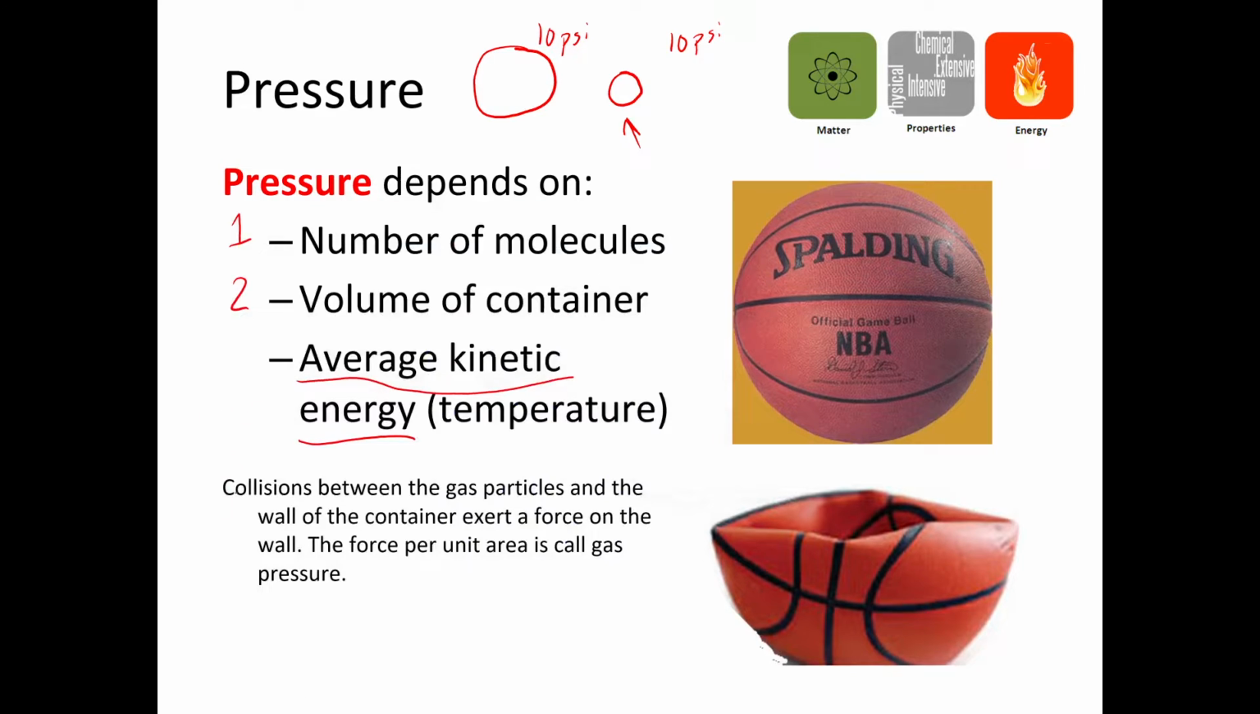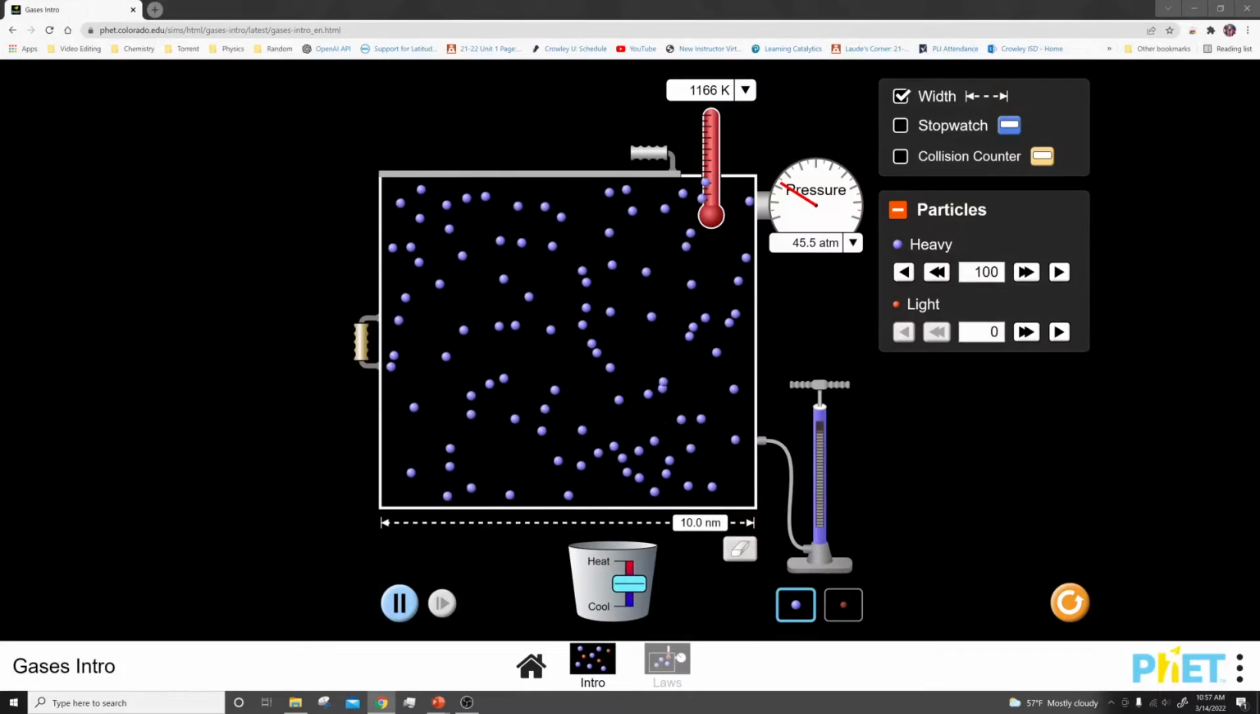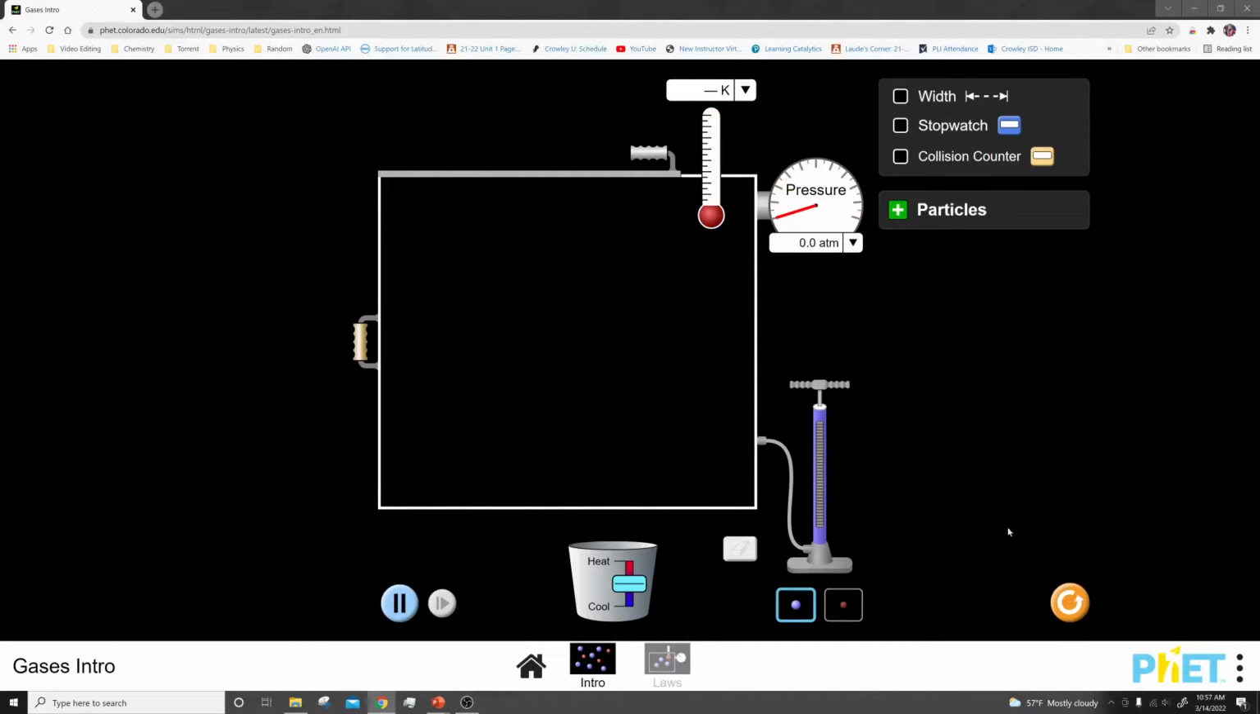Lastly, and this one is very important because you're going to see a couple of questions on this. Collisions between the gas particles and the walls of the container exert a force on the wall. That force per unit area is called gas pressure. Let's go back here, and I'm going to reset this. What I want y'all to see is if I pump in gas and then pause it, we still have a pressure of 0. The reason we have a pressure of 0 is because the gas molecules haven't yet collided with the walls. And pressure isn't exerted until gas molecules hit the walls.